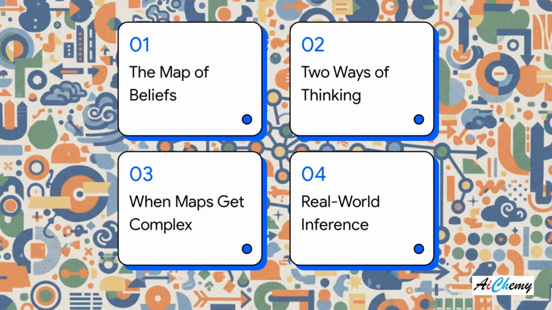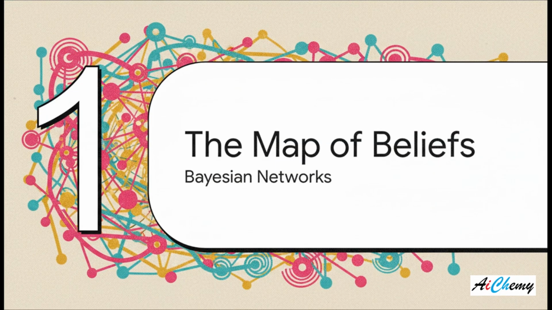All right, so here's the plan. We'll start with what this map of beliefs actually is. Then we'll look at two key ways of thinking with it, see what happens when things get really complex, and finally check out a real-world example. Okay, first things first. What exactly is this map I keep mentioning? How do you even begin to visualize the web of connections that shapes our beliefs about the world?